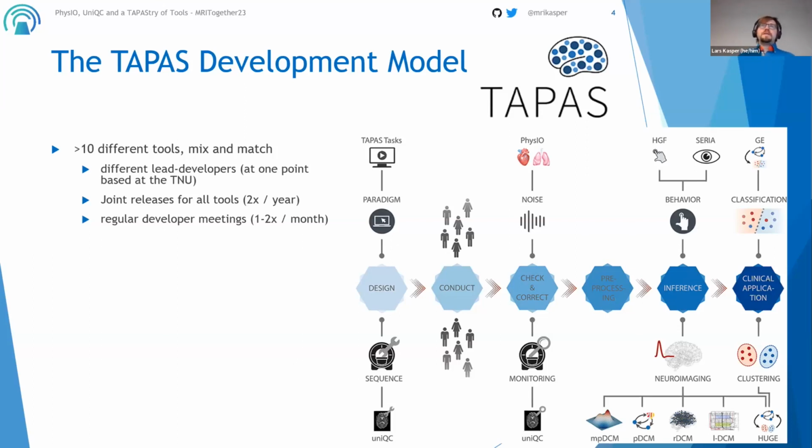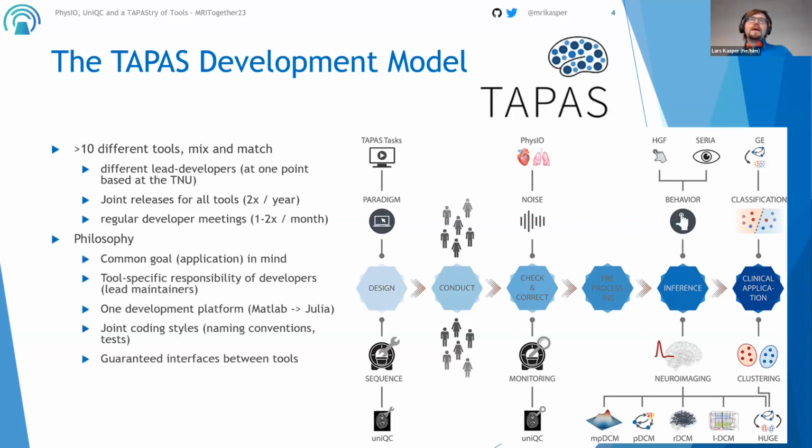That also means we have different lead developers. All of them at one point were based at the TNU, and we agree on having joint releases for all the tools as this TAPAS software package, about 2 times a year, and regular developer meetings 1 to 2 times a month. Our philosophy is to always have this common goal of applying the software for computational psychiatry in mind, but on the other hand, have a very tool-specific responsibility of the developer. So there's lead maintenance for each of the tools that you see here with all these abbreviations. And we agreed on one development platform, which used to be MATLAB, also for historical reasons with SPM.